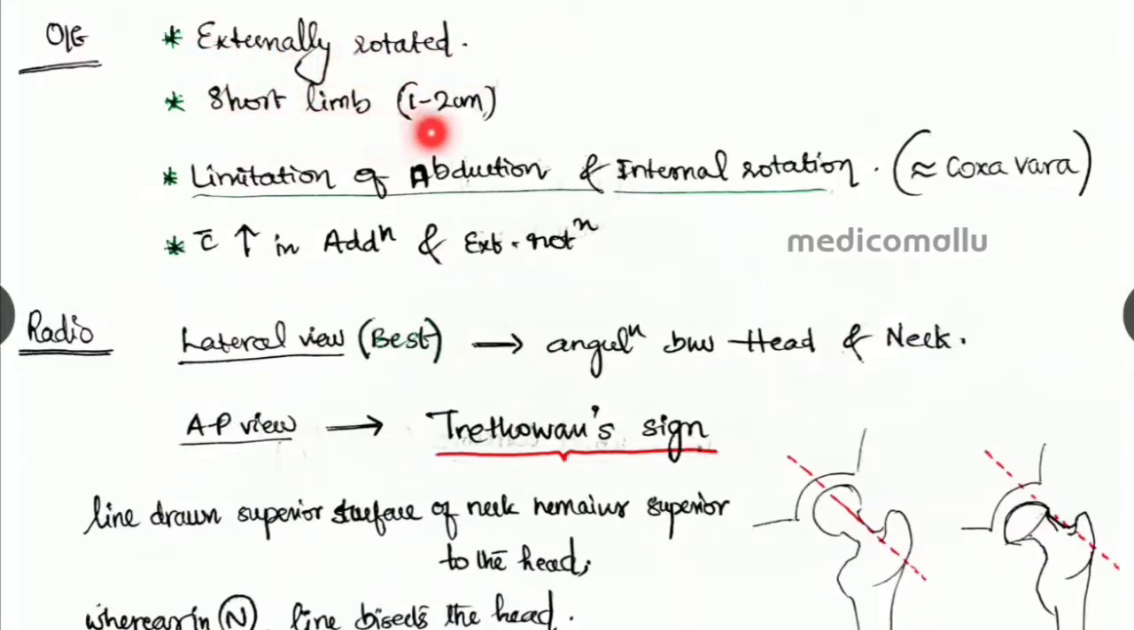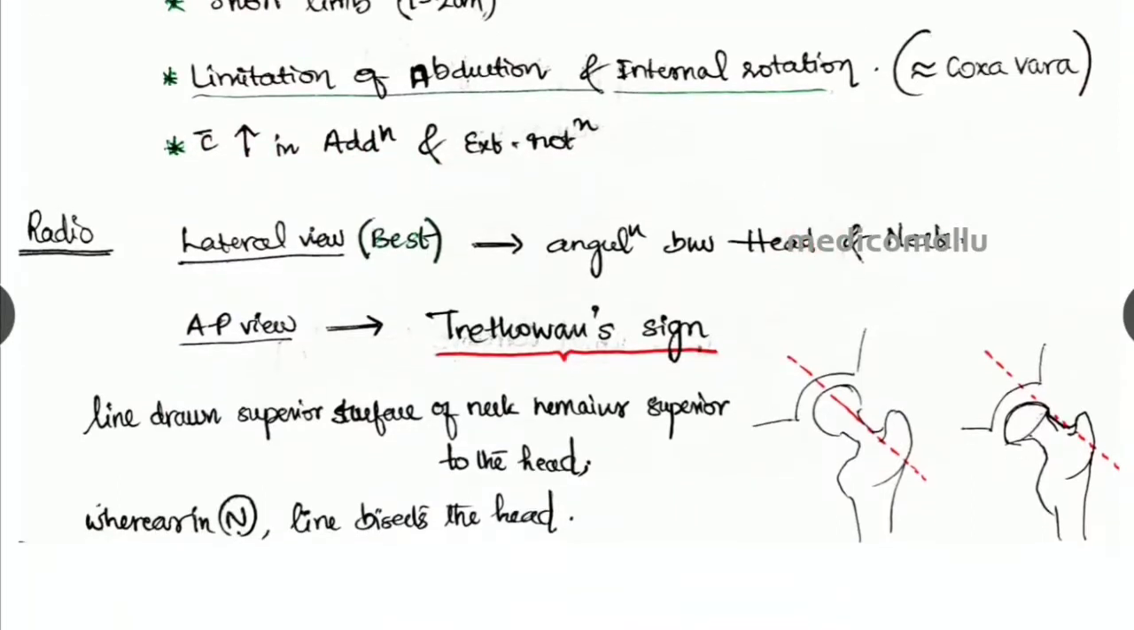There will be a short limb. Shortening of the limb around 1 to 2 cm is seen, and there is limitation of abduction and internal rotation, so it is almost similar to coxa vara, with more attitude of adduction and external rotation. Radiological findings: the lateral view is the best, with the angulation between the head and neck seen clearly.